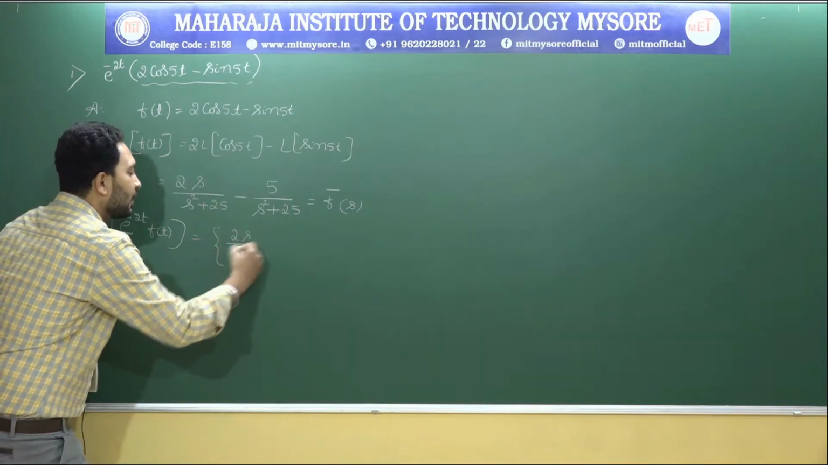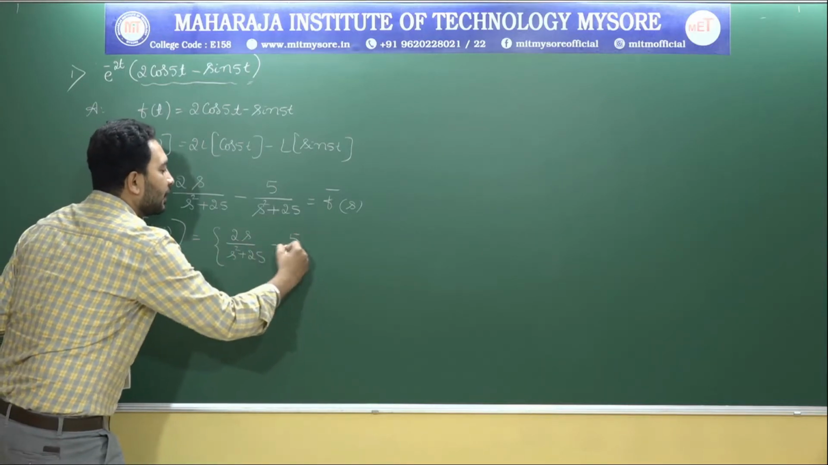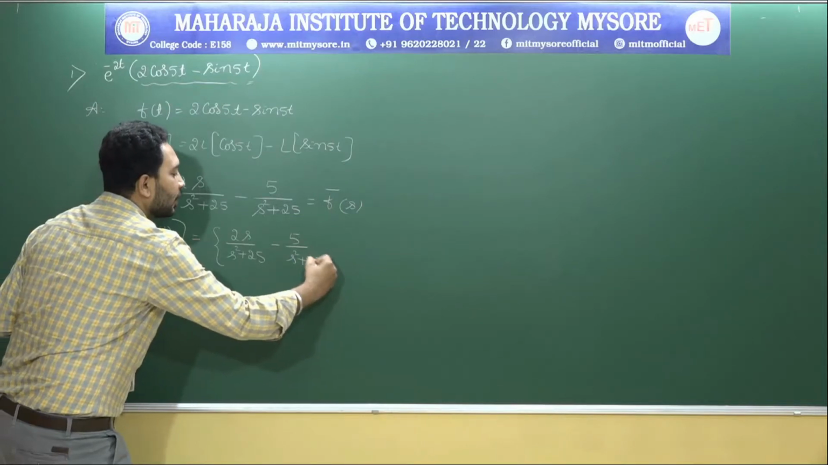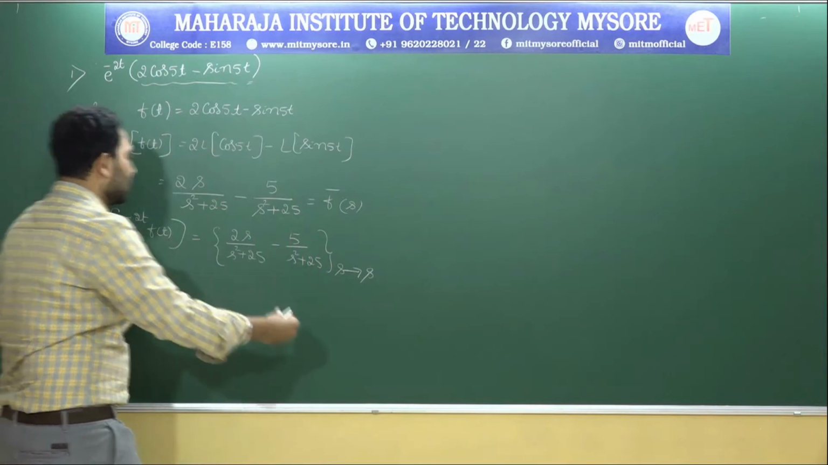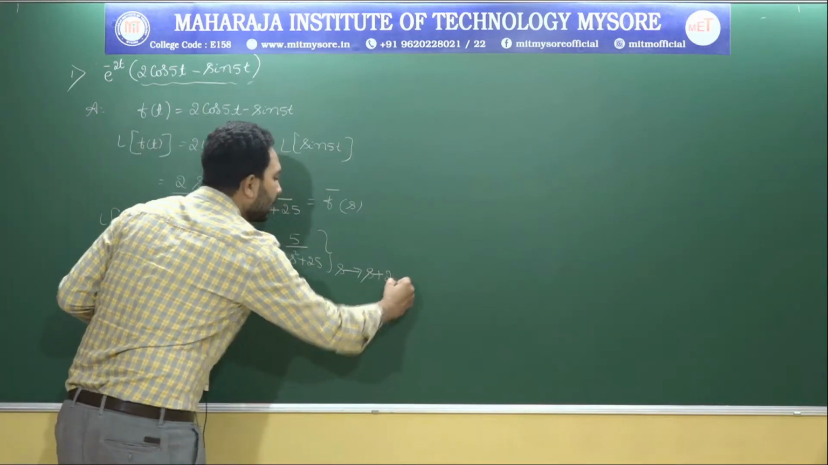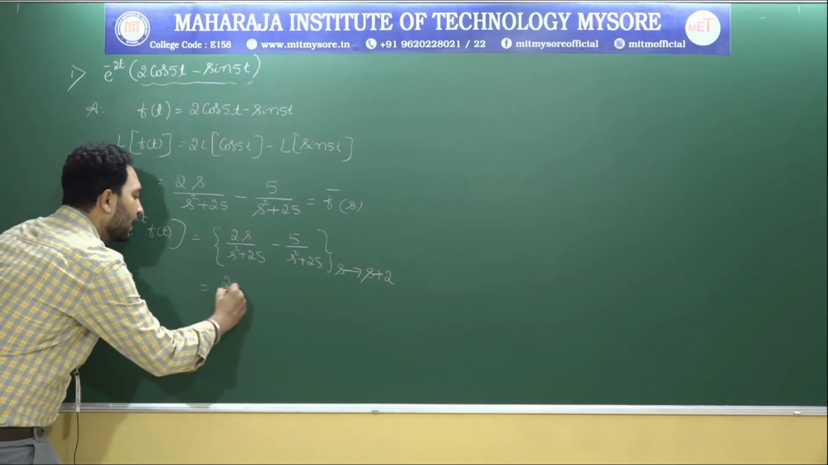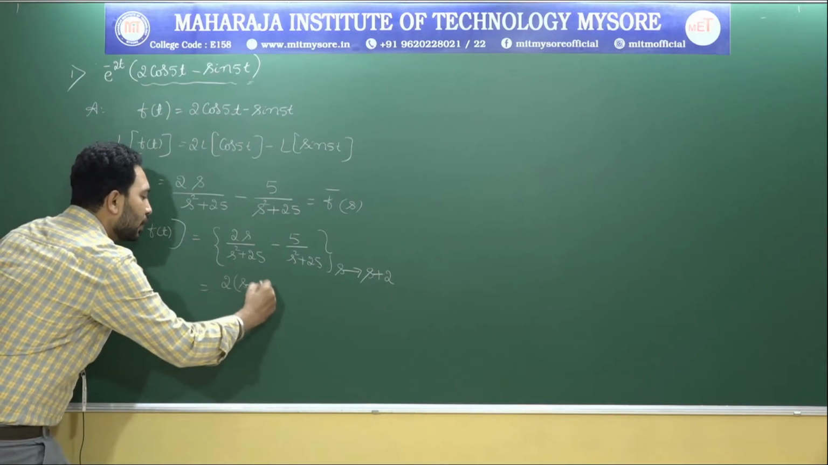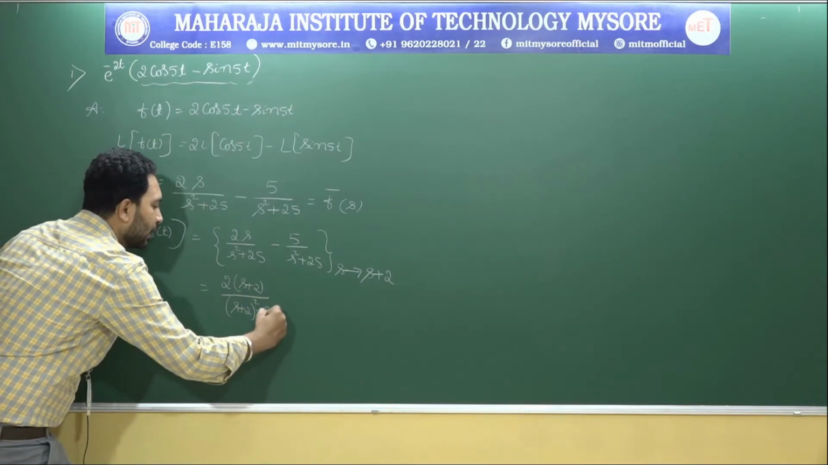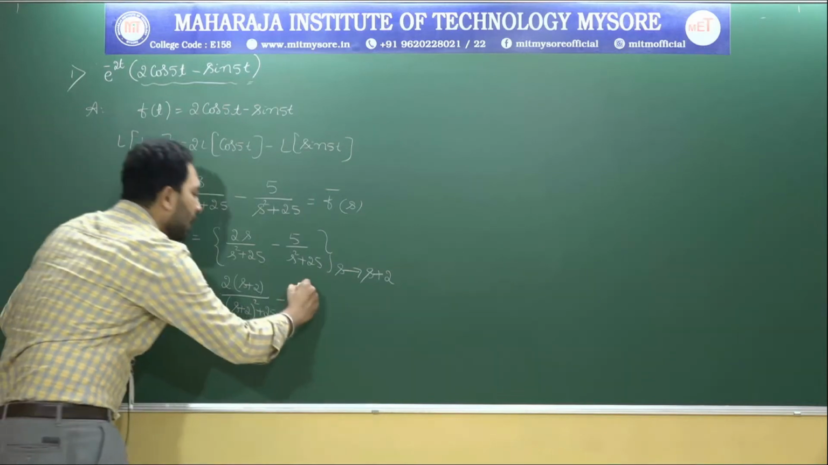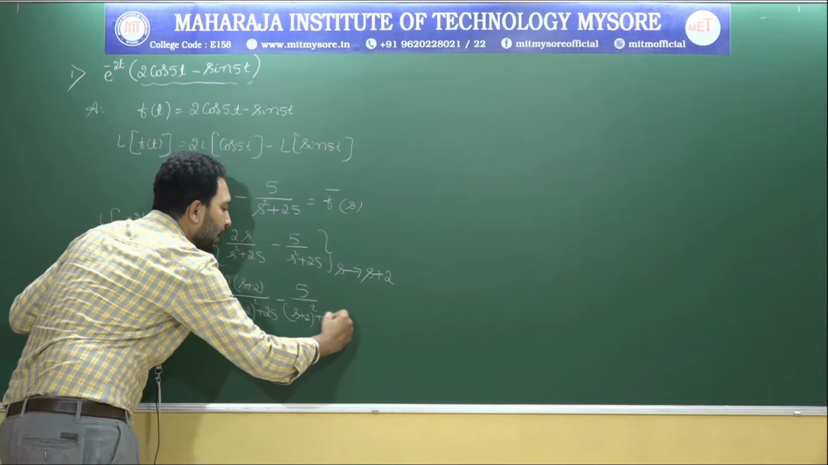We have 2s divided by s square plus 25 minus 5 divided by s square plus 25. Here replace s by s plus a. So s plus a means here a value is 2. So replace s by s plus 2. We will get 2 into s plus 2 divided by s plus 2 whole square plus 25 minus 5 divided by s plus 2 whole square plus 25.